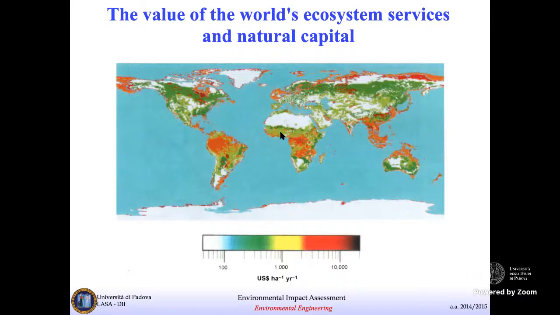So by also analyzing how the value of natural capital changes in space, you may have some estimations of which are the sites or the ecosystems which contribute most to the sustainability of the natural capital.